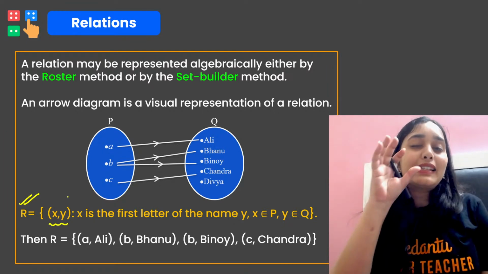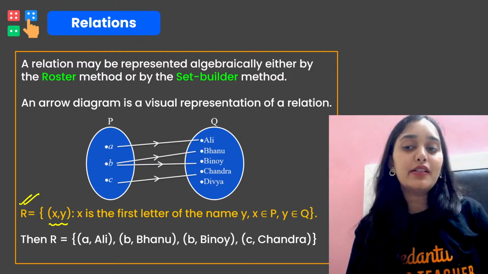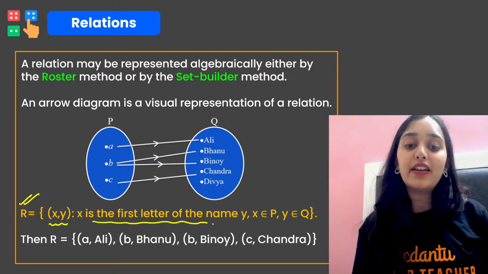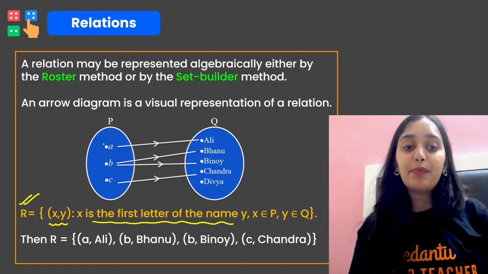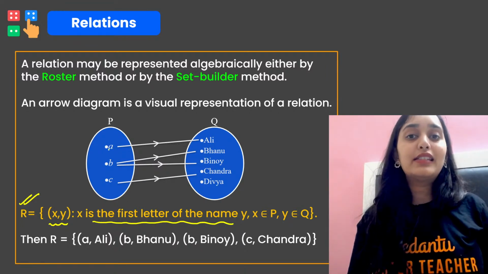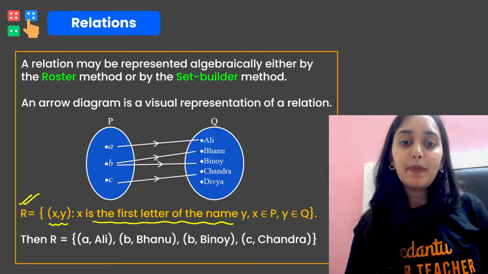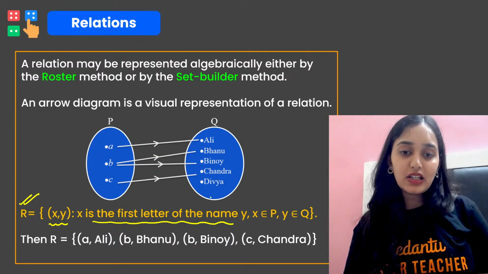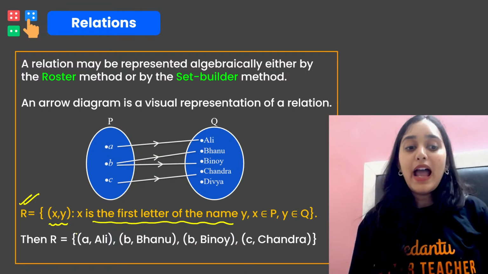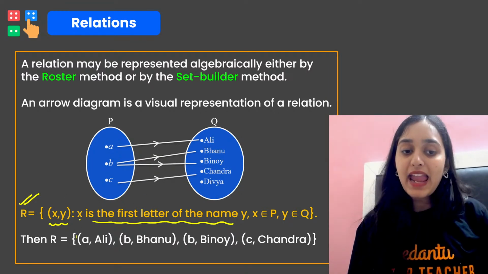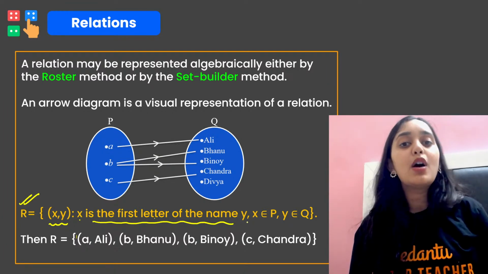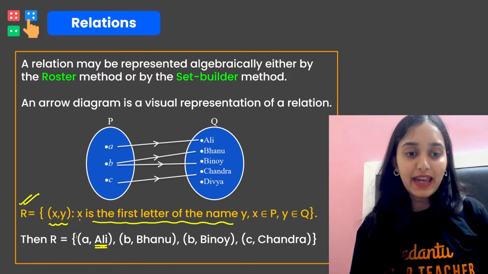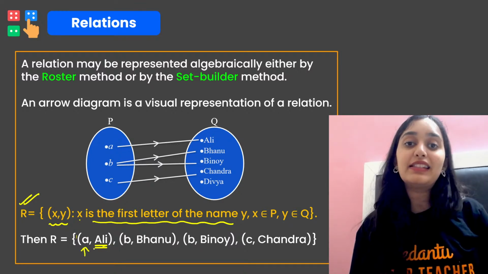Therefore, only a certain number of ordered pairs are selected from the cross product which fulfill the given criteria. Suppose set P has some alphabets like A, B, C. Set Q has some names like Ali, Bhanu, Binoy, Chandra and Divya. I am defining a relationship that X is the first letter of the name Y. So I can select a name Y on the basis of the first letter of the word.